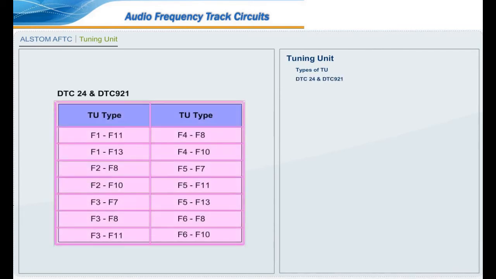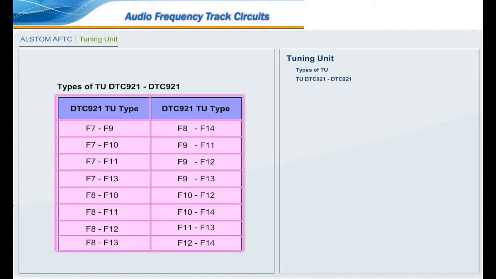Types of TU, DTC24 and DTC921. Types of TU, DTC921 and DTC921.